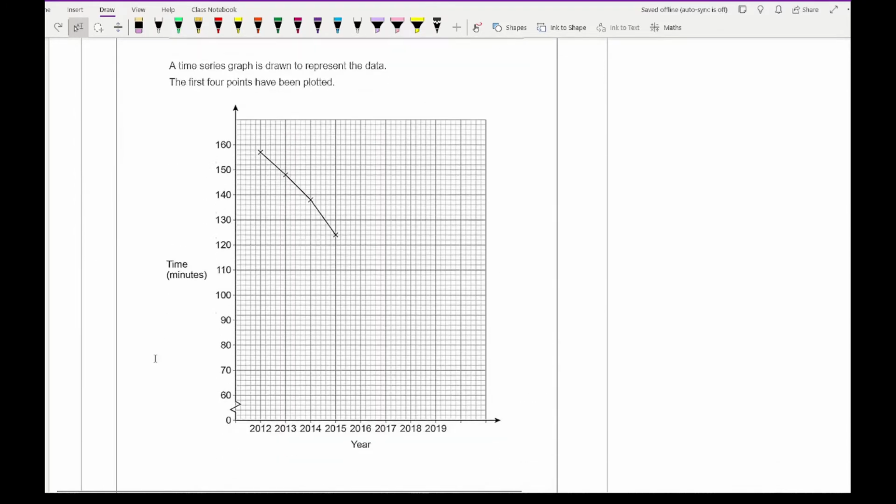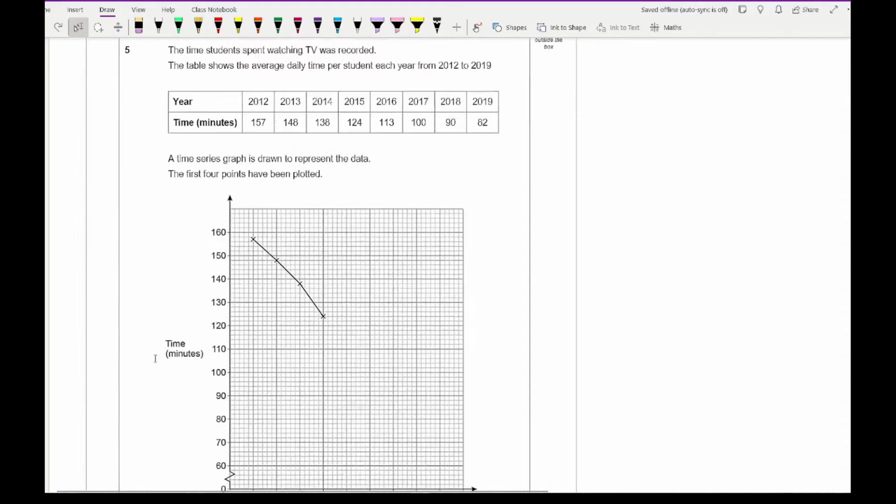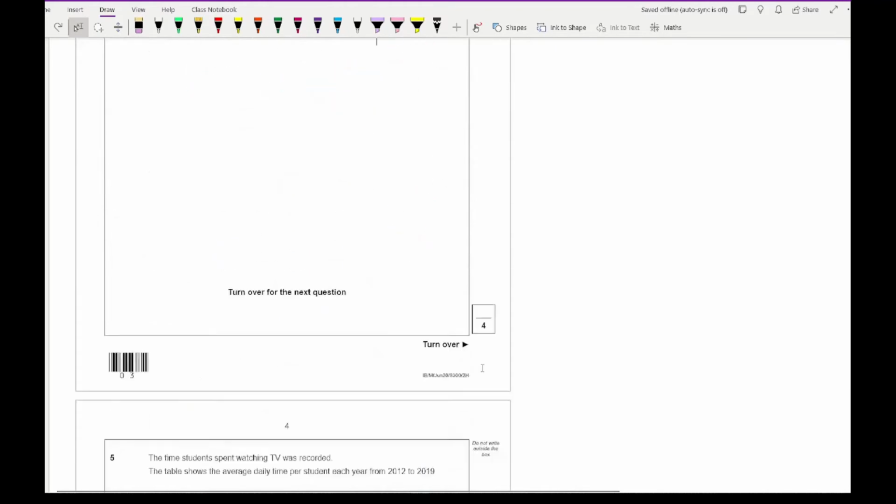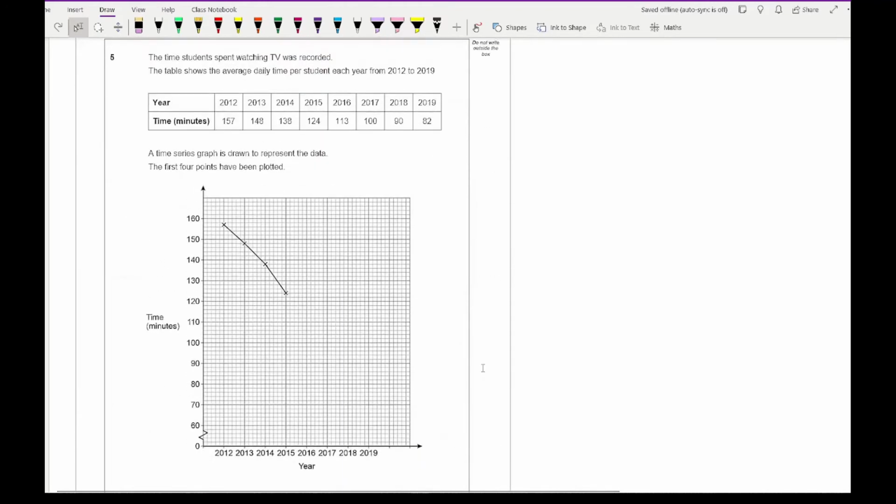So for this, what I need to do is zoom out a little bit and watch it reset. Just go back to this question and let's have a look at plotting.